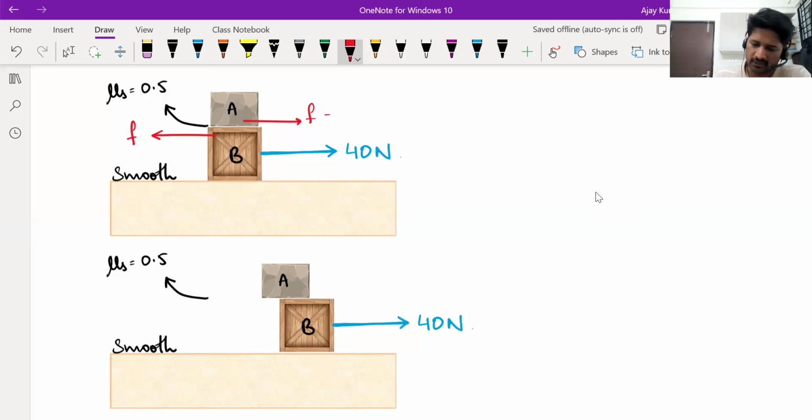Okay, you can check if you want. Assume friction is 10 Newtons. Block A's mass is 2 kg. 10 Newton friction and 2 kg mass. A goes with an acceleration of 5 meters per second square only.